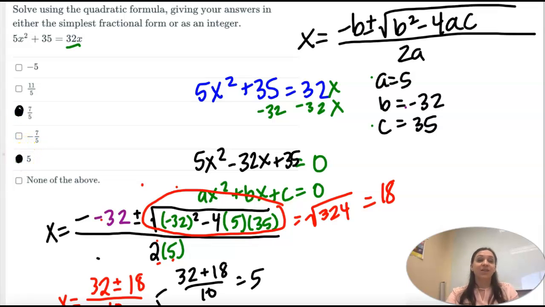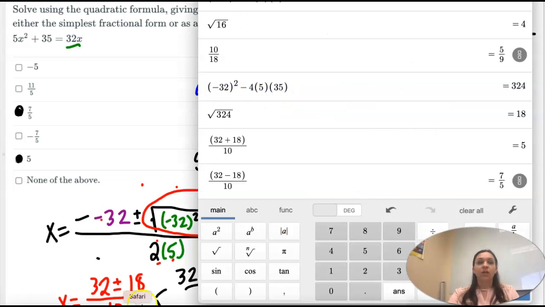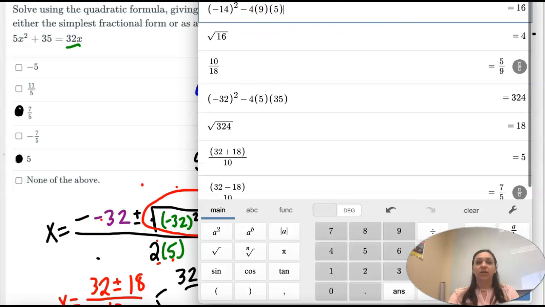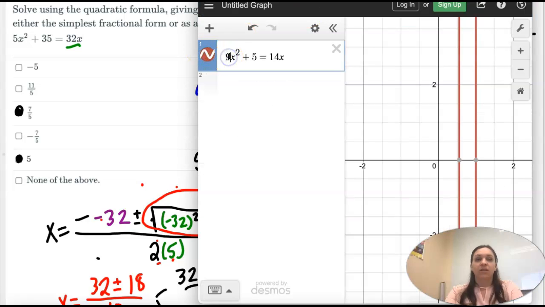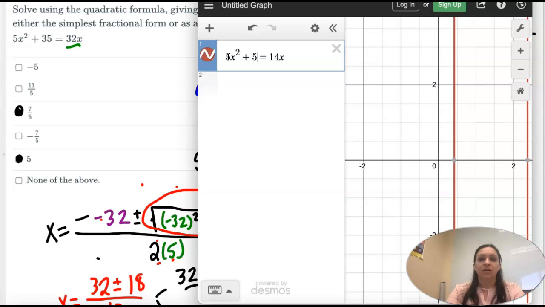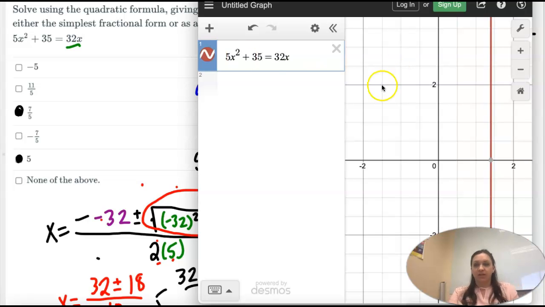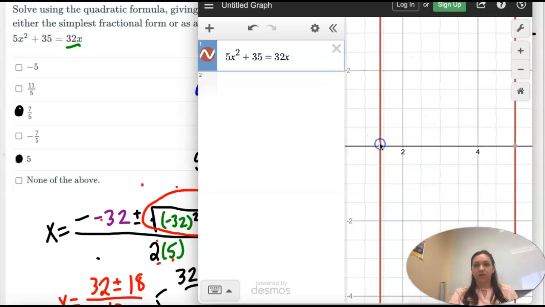And again, if you're like, what are we even doing? We are finding the x-intercepts. So you're welcome to check or just go in the graphing part. 5x squared plus 35 equals 32x. Our x-intercepts are 1.4, that's our 7/5, and 5.